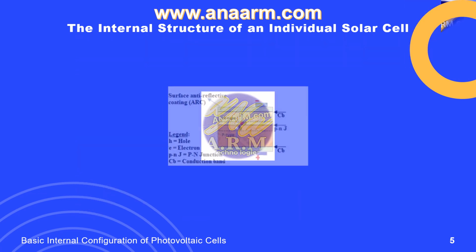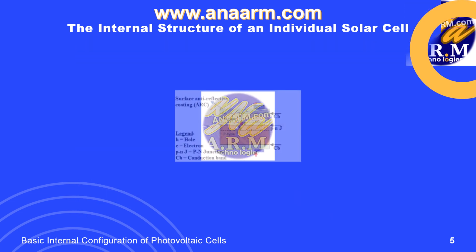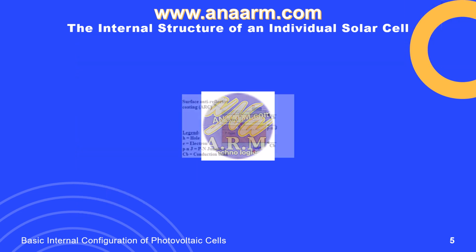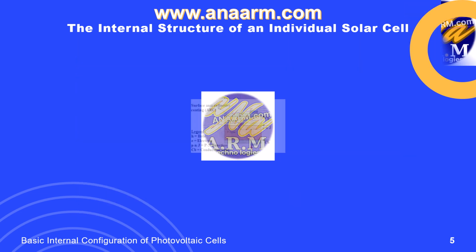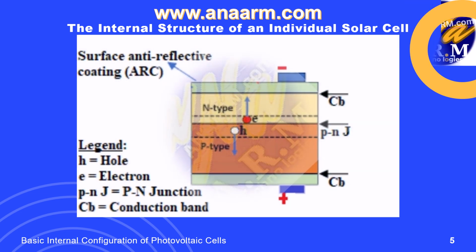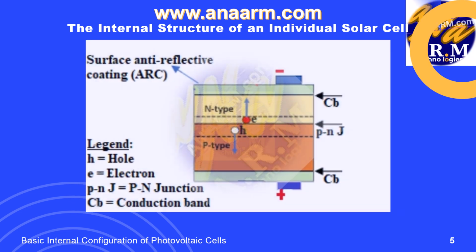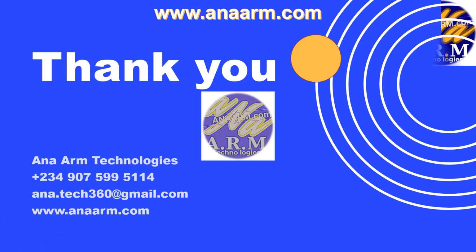The output points are named the negative terminal, positioned on the N-type material, and the positive terminal on the P-type material. Electrons flow out through the negative terminal. Brings us to the end of this topic.